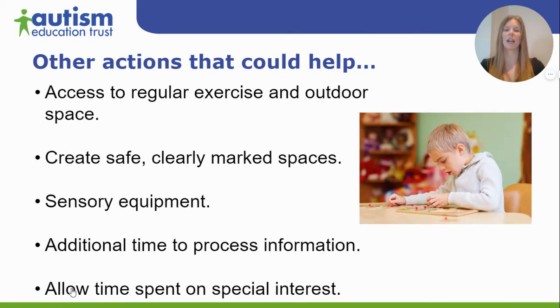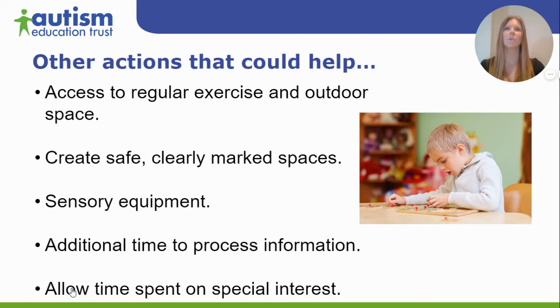And other actions that could help could include making sure that there is access to regular exercise and outdoor space. So autistic pupils are very much likely to benefit from having frequent, regular opportunities to have a break from the demands of sitting and listening and working within a classroom. Make sure that they have safe spaces to go to that are clearly marked, and that they have a means of being able to request that they need to use this space or go for a break wherever possible, and make sure that you're giving them the permission to do so.